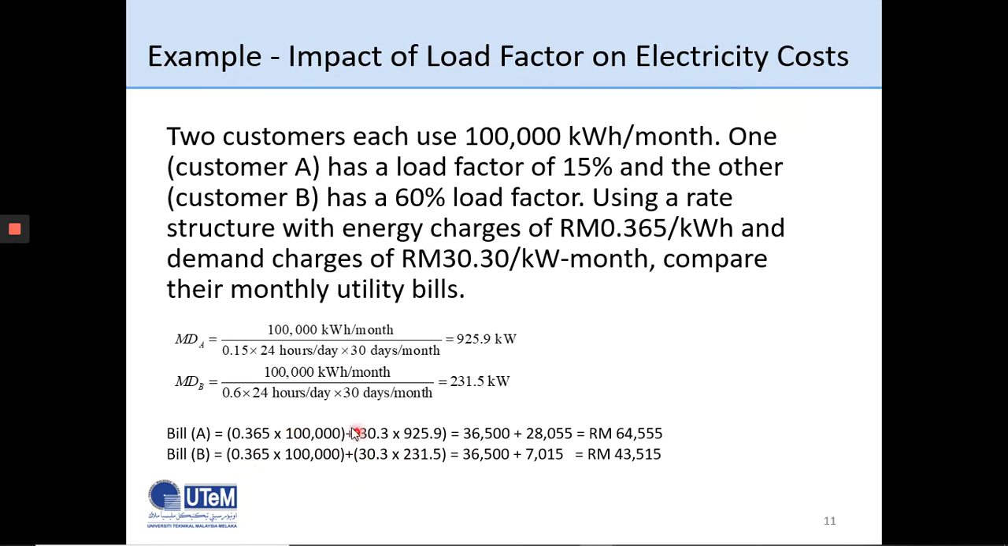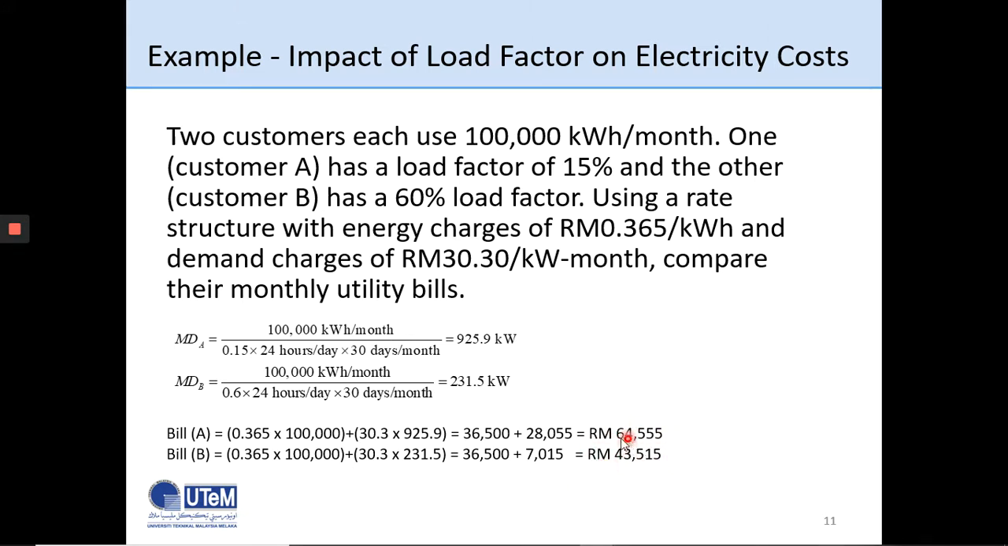Of course, first TNB is going to charge the total energy. The total energy is going to be the same for these two customers, but now it adds another extra charge for preparing the peak power, for preparing the extra capacity. So for customer A, it needs to pay 30 ringgit 30 cents times the total peak power of 925, so it needs to pay a total of 64,500 ringgit. Whereas customer B needs to pay only 43,000.